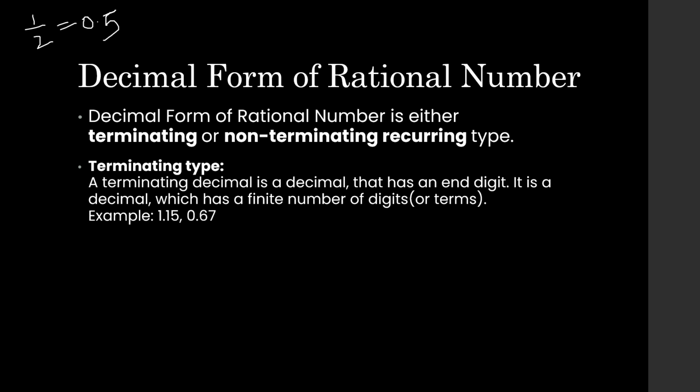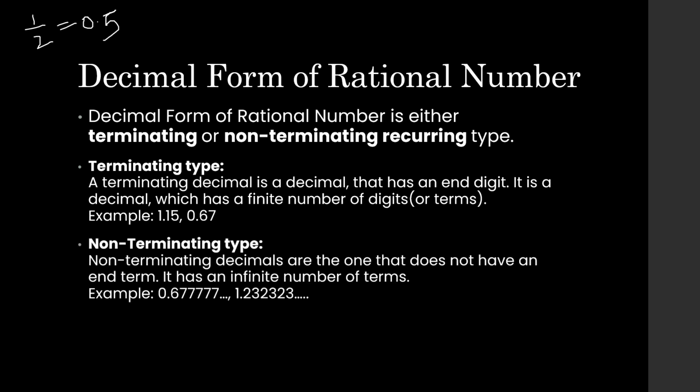Let us discuss the first type, that is the terminating type. A terminating decimal is a decimal that has an end digit. It is a decimal which has a finite number of digits or terms. For example, 1.15. Now after the decimal there are only 2 digits, so there are a finite number of digits. 0.67. After the decimal there are only 2 digits.